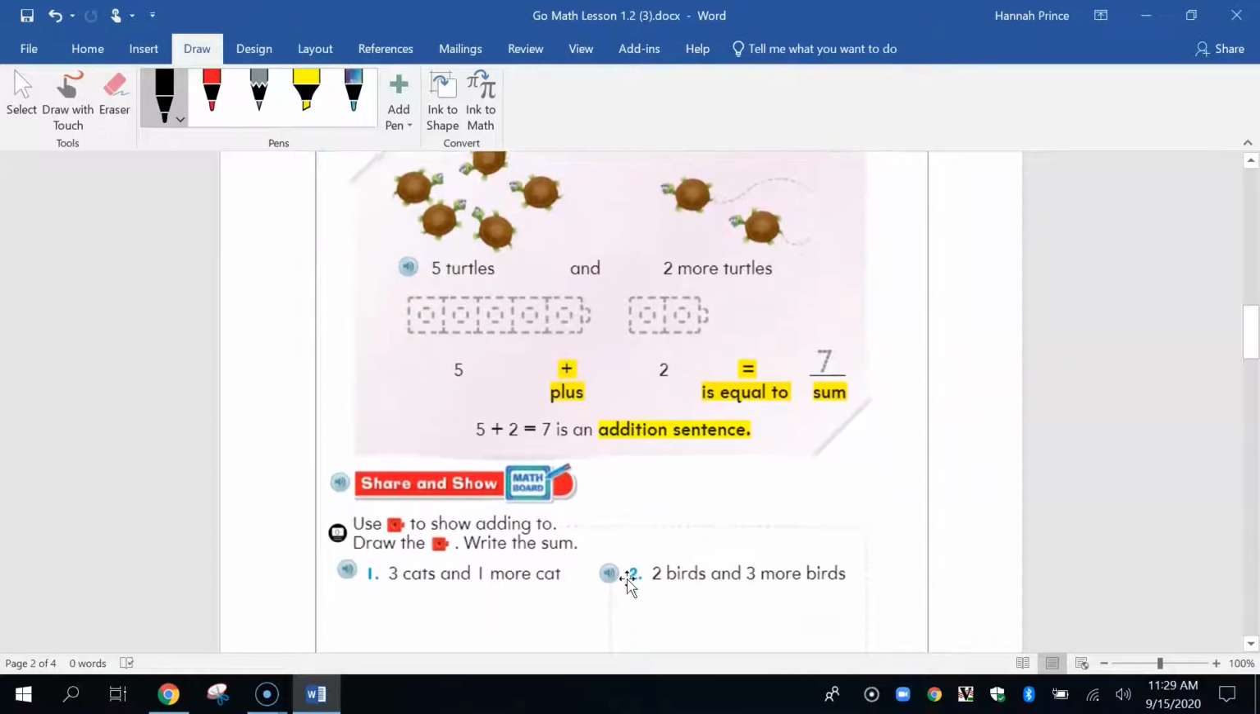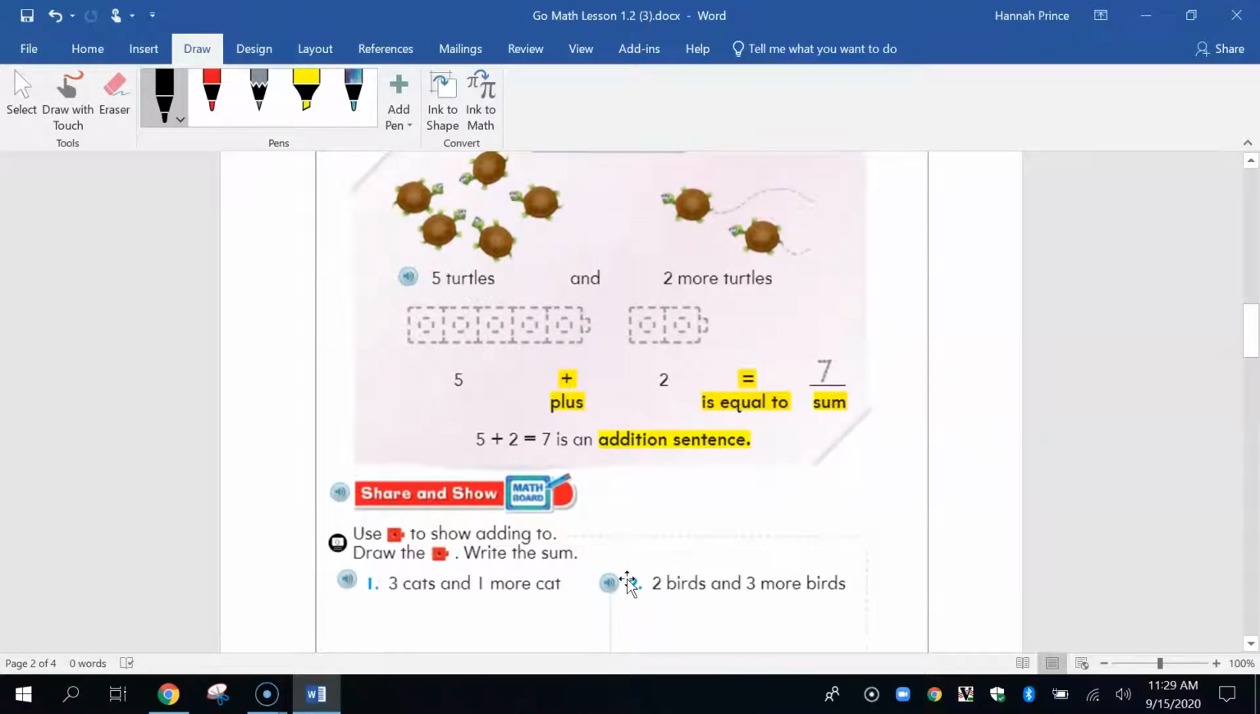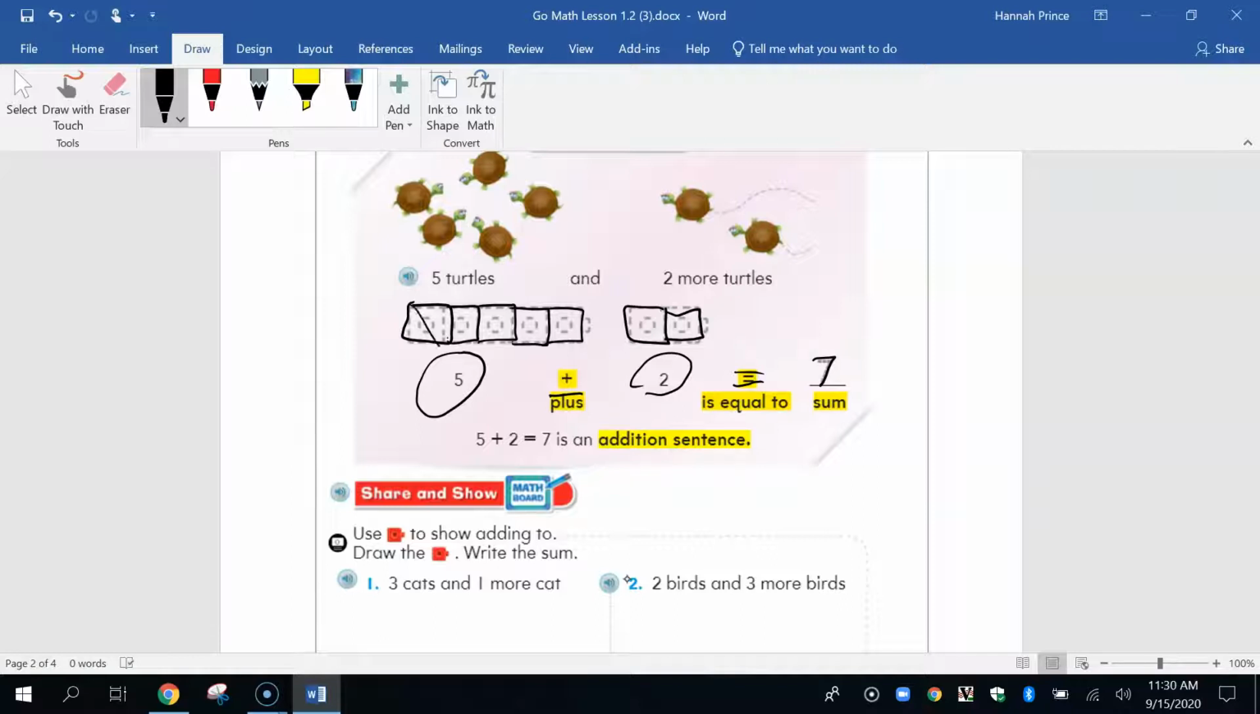Next page, we should see some turtles at the top. We're going to trace over these pictures as practice. 5 turtles. Draw your 5 connecting cubes. And 2 more turtles, 2 more connecting cubes. 5 plus 2 equals 7. Nice job, and we'll count. 1, 2, 3, 4, 5, 6, 7. Nice job.